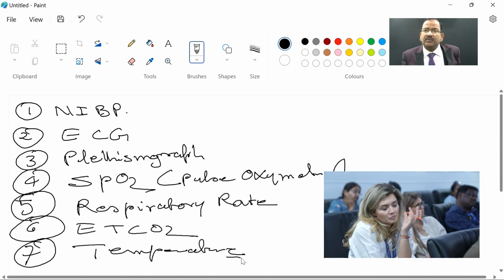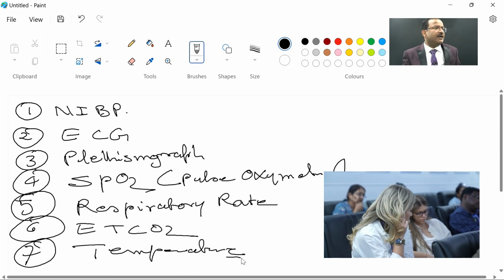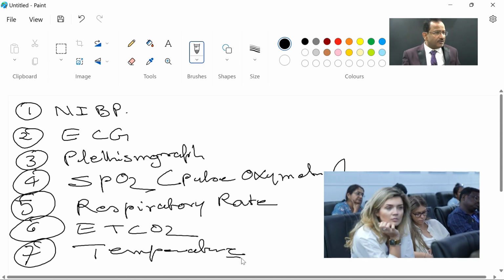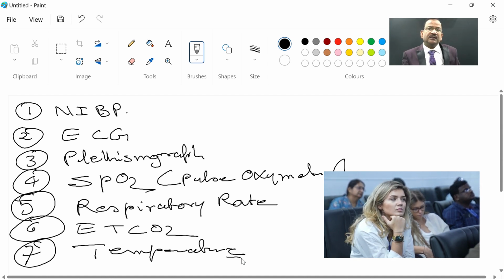And you know, if you buy from BPL, that is a popular company, a 5 parameter monitor will cost you only 50,000 rupees. But as soon as you go to 7 parameter, they will ask you 1,50,000 rupees, 1 lakh extra for just adding EtCO2. Although it is a very small machine, just attached to the endotracheal tube and attached to the monitor, they charge you more because they know that you are a laparoscopic surgeon. So, a 7 parameter monitor is required.